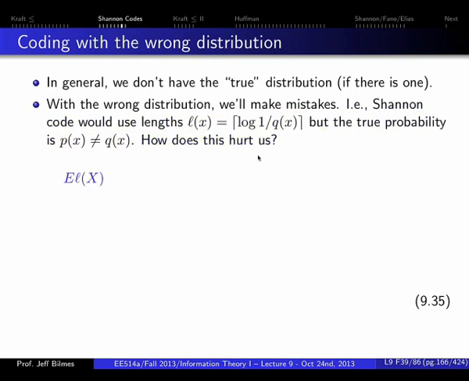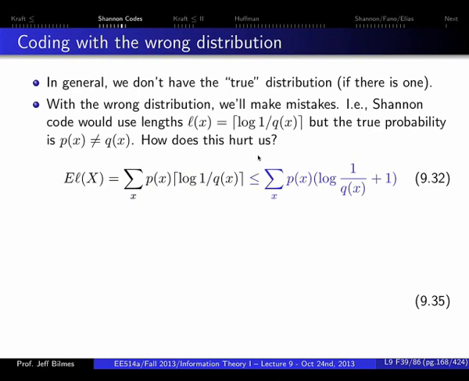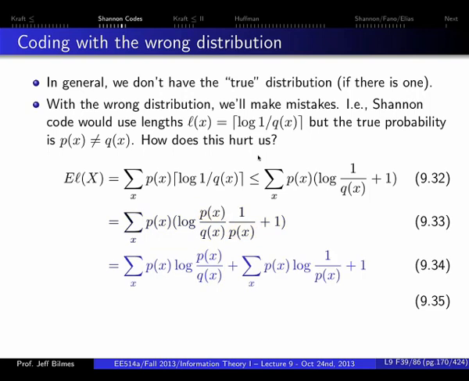So let's look at the expected length in this case. Now we've got the expected value under P of the ceiling of log of 1 over Q, which, when we remove the integer rounding, we can give this upper bound. What we're doing here is multiplying and dividing by P of X, which is 1. That allows us to break it into two terms, this term here and this term here, and the 1 is still sitting there from before. And so what we get is that the expected length is bounded by the Kullback-Leibler divergence between P and Q, plus the entropy, plus 1.